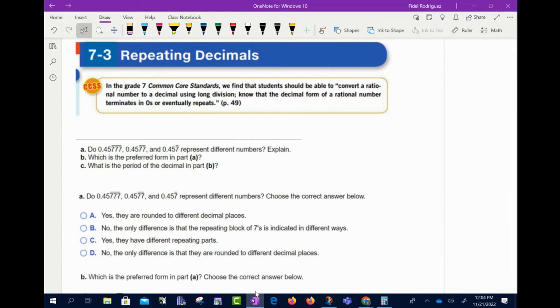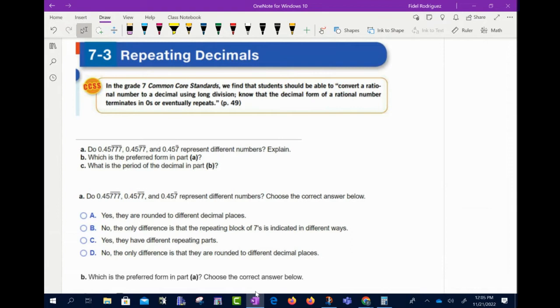So, guys, 7.3 talks about repeating decimals. Repeating decimals are obviously when you're doing a division problem, like on your calculator, and you get a number that keeps repeating. The first part says: do 0.45 3/7 with a bar, 0.45 2/7 with a bar, and 0.57 with a bar represent different numbers?